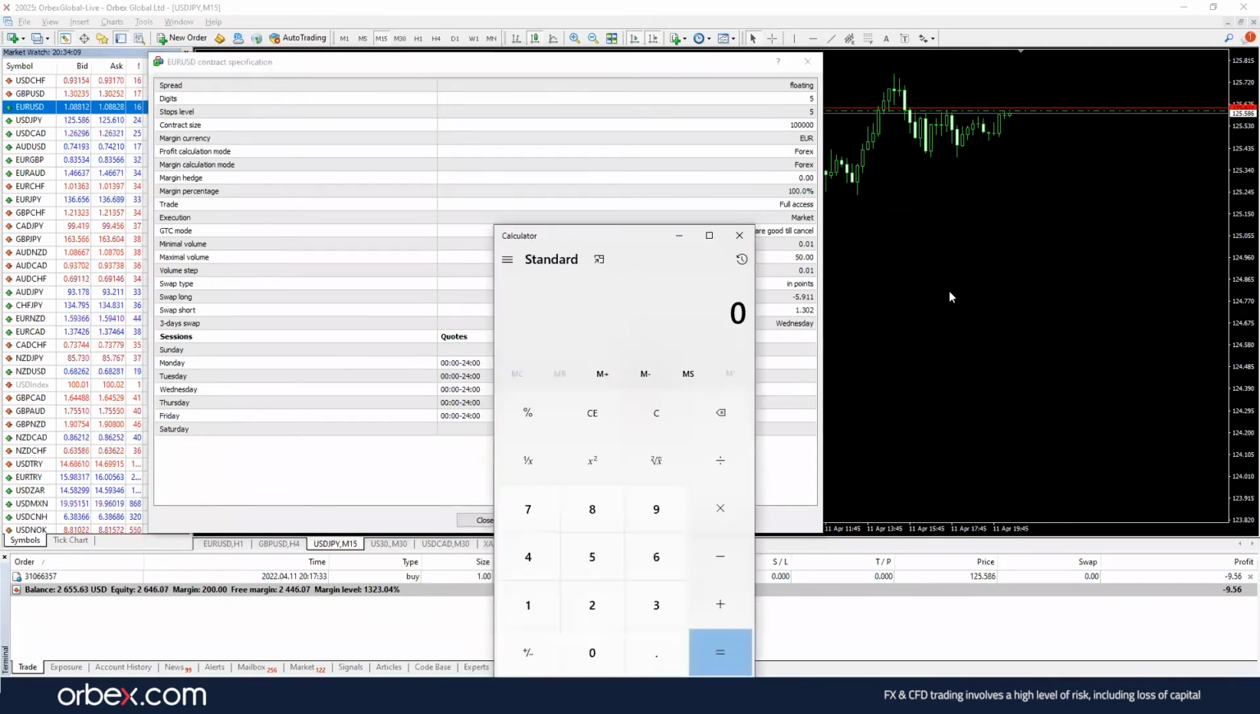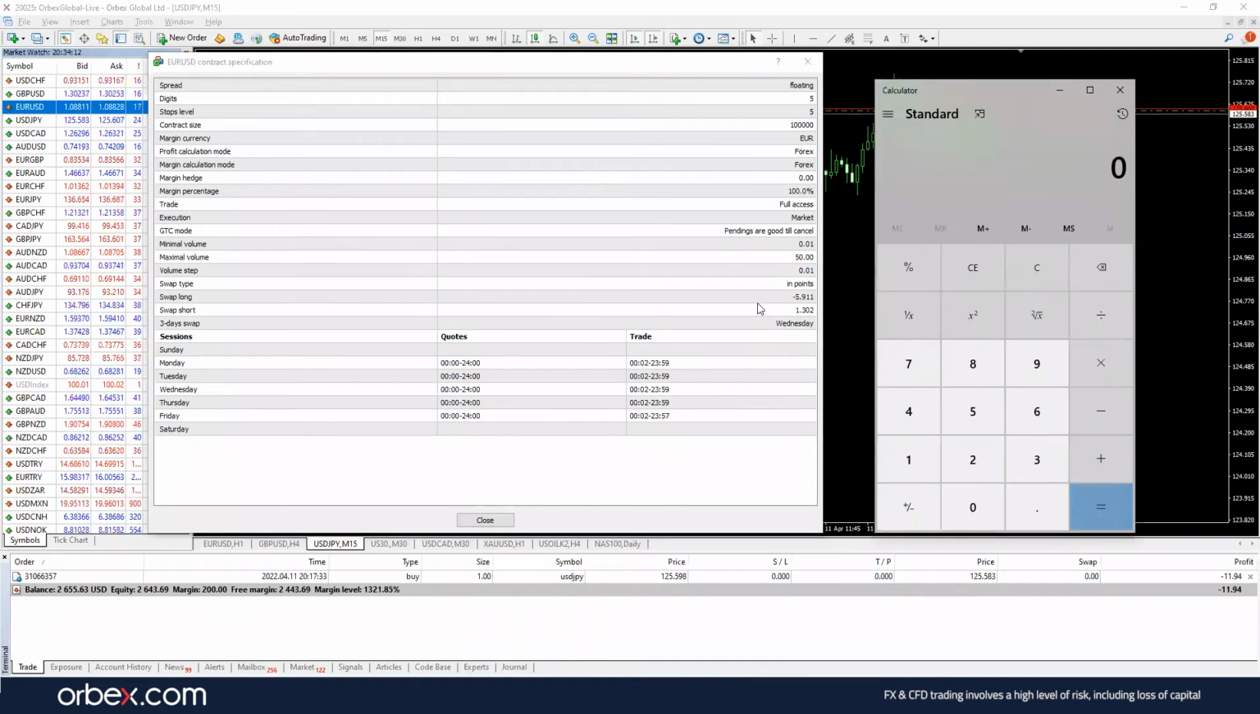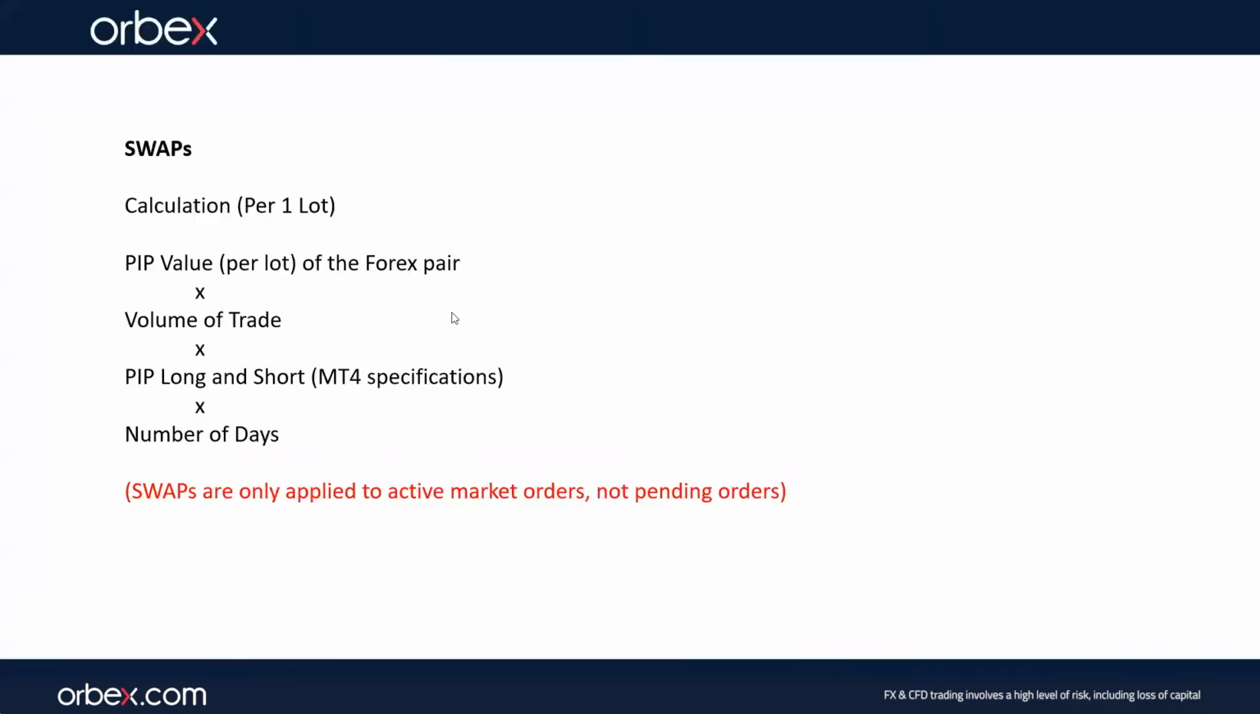So let's just take a rough calculation on that. If we opened 2 lots of buy position on EURUSD, it would be 2, multiplied by, let's say, 2 days we left it open, multiplied by 0.59 cents. And then we are multiplying that by, let's say, 1 for the volume of trade as well. So it'd be $2.36. So these are the important swap calculations to be prepared for.